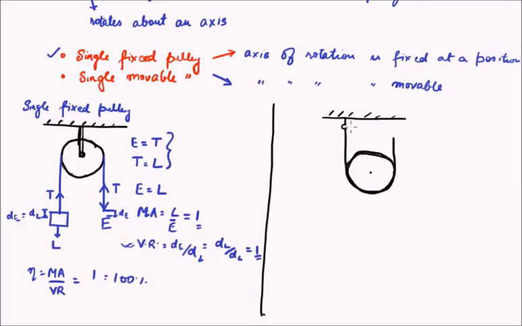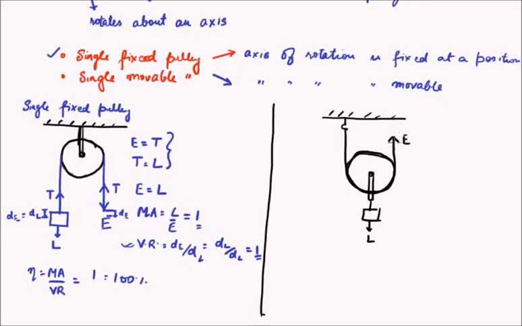Now what is happening here is that this rope is tied directly to the support at the top, so this point does not move. Now the load is supported from the center of the pulley. This is the axis, this is where the load is present, so this is my load, and here is where I am applying my effort. So here is the effort.